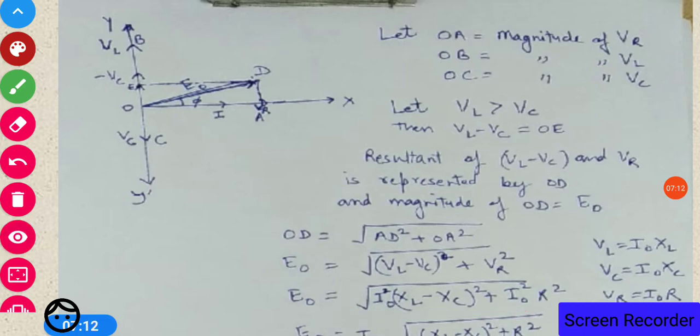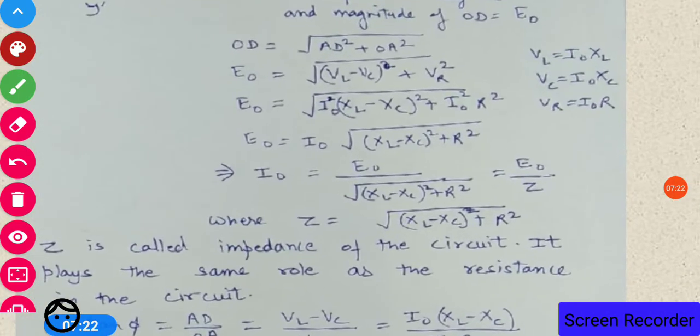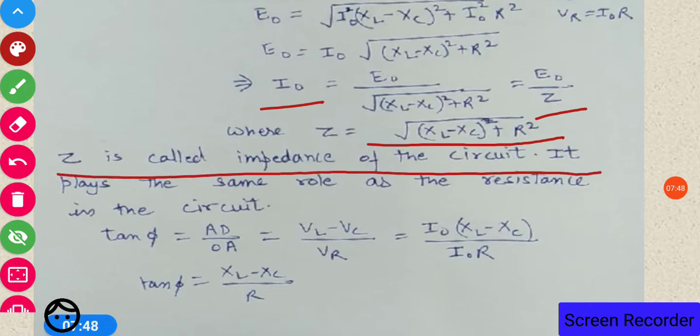Now if you take common I naught, then the expression becomes E naught upon under root XL minus XC whole square plus R square, and in place of this expression we can write Z. So I naught will become E naught upon Z, where Z is under root XL minus XC whole square plus R square. Now here Z is called the impedance of the circuit.